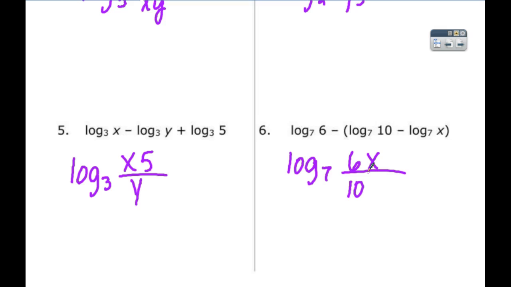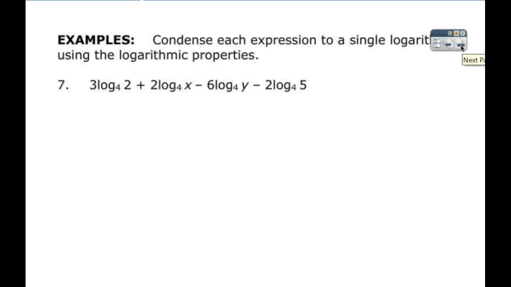Does that make sense? Is anybody confused? Is that all the examples? Oh, 2 more? Oh, yeah.